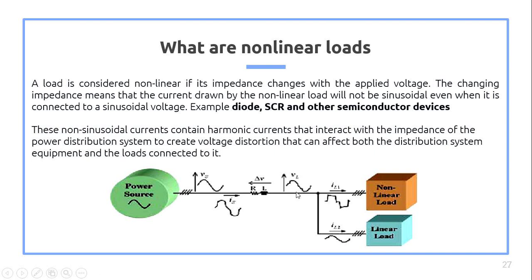Here you see two types of loads connected, a nonlinear load and a linear load. The linear load takes sinusoidal current, but the nonlinear load takes pulse-form current. When these two currents mix with the supply current, the waveform is distorted like this, and when this current flows into the source impedance, your supply voltage is also distorted, so it is very dangerous for our system.